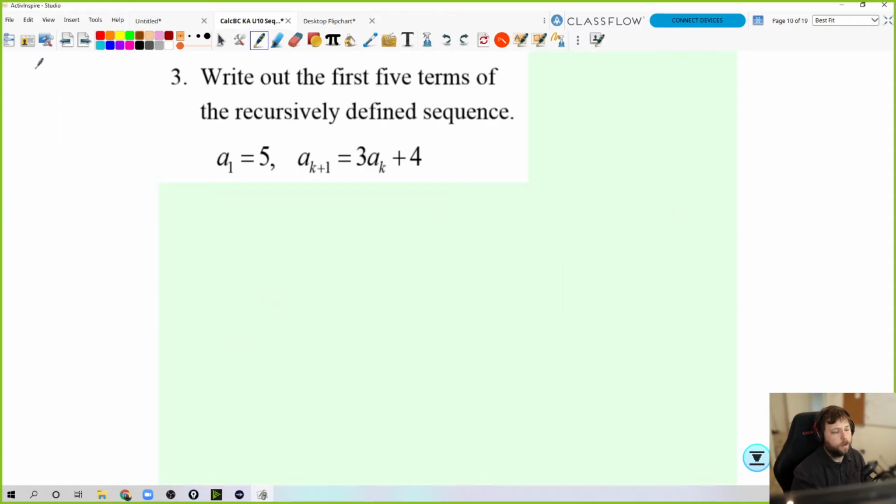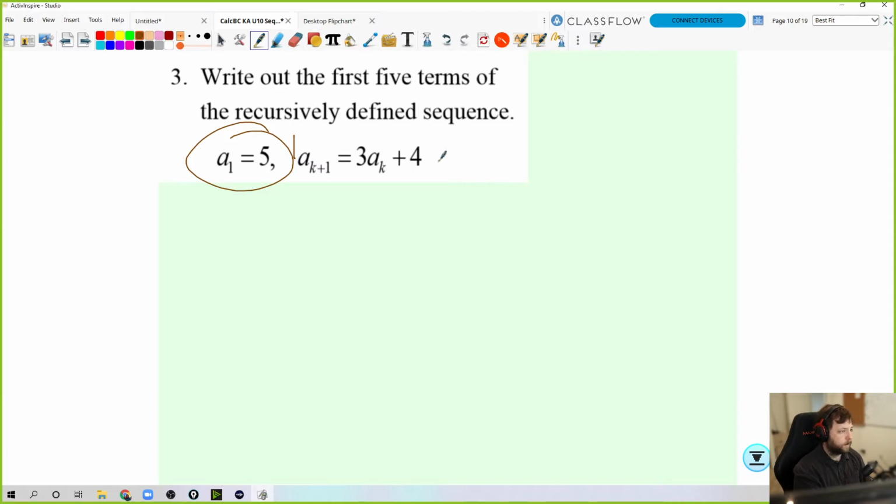Okay, so get this. Sometimes in sequences, you can recursively define them. If you're into computer science, you might have heard this word. Recursive means I'm going to use the previous answer as part of the next answer. So if I have this formula right here, where a sub 1 is 5 and I want to write the first 5 terms of the sequence, this formula says a sub k plus 1 is equal to 3 times a sub k plus 4. What this is saying is the next term is equal to 3 times the previous term plus 4.